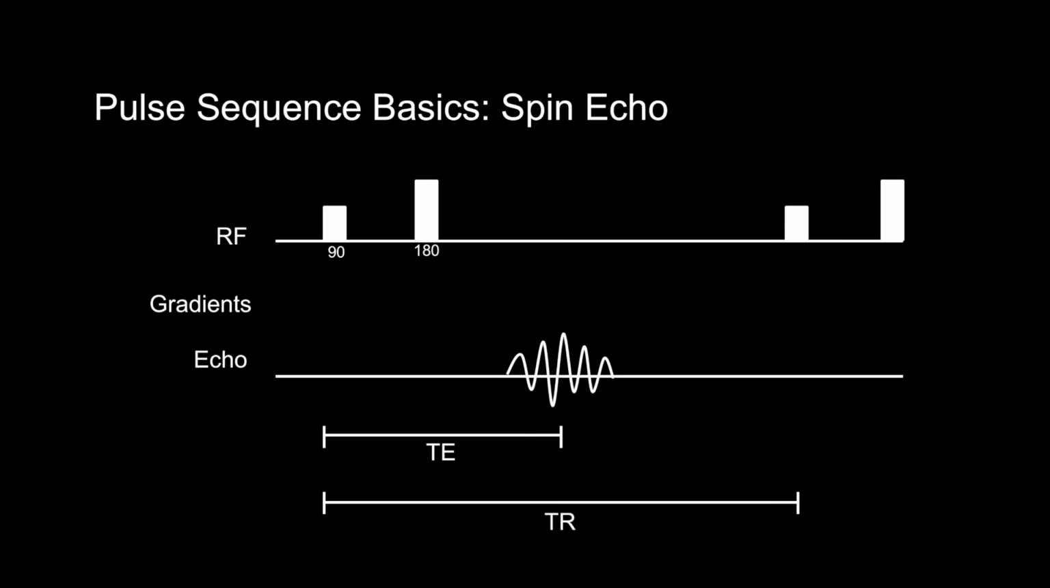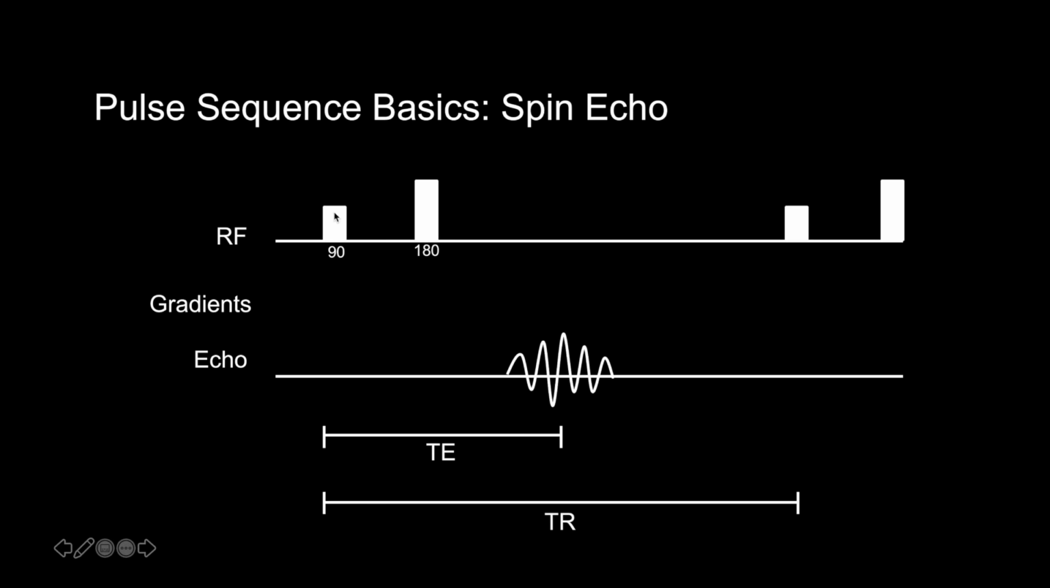In a spin echo pulse sequence, there are two RF pulses at the beginning. We have a 90-degree RF pulse here, followed by a 180-degree RF pulse. Technically speaking, a spin echo can start with any two RF pulses, but most commonly we use a 90-degree RF pulse followed by a 180-degree RF pulse. And that's how we identify that this is a spin echo sequence.